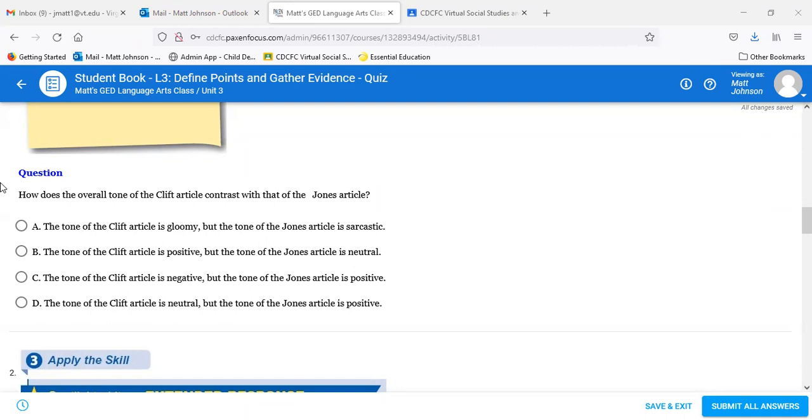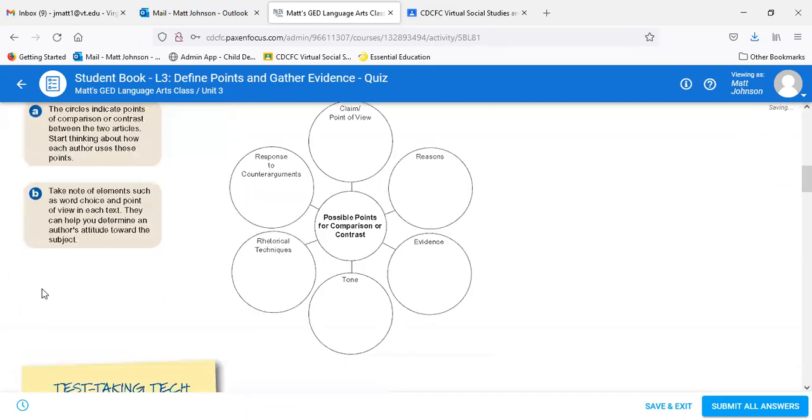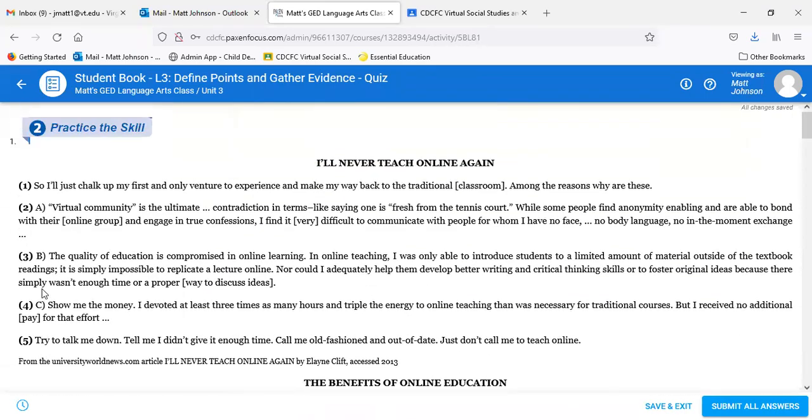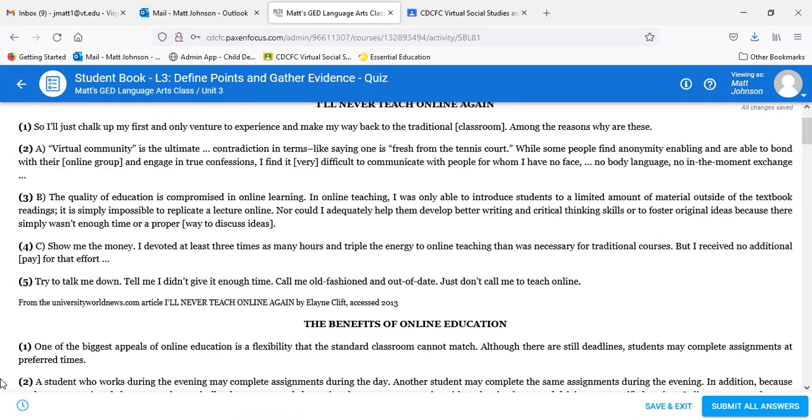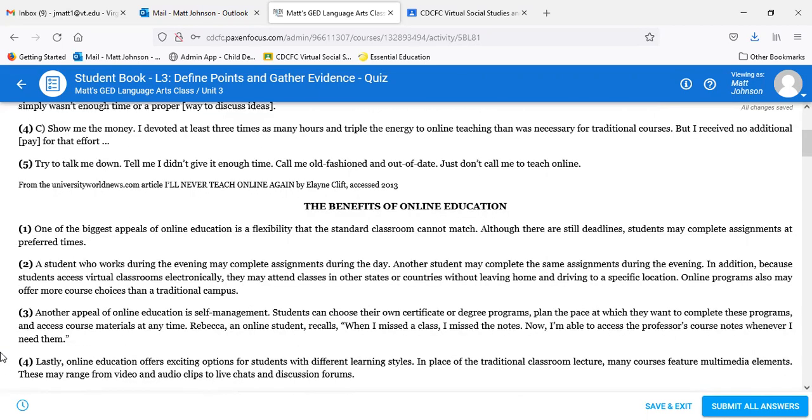We notice the way she's talking about it. Of course, she's against it, so it tends to have a negative tone. She just has a little bit of a bitterness, right, that kind of comes out in her tone there. Even the way she mentions, call me old fashioned and out of date, just don't call me a teach online. There's a little bit of sarcasm there. So it's a negative tone.